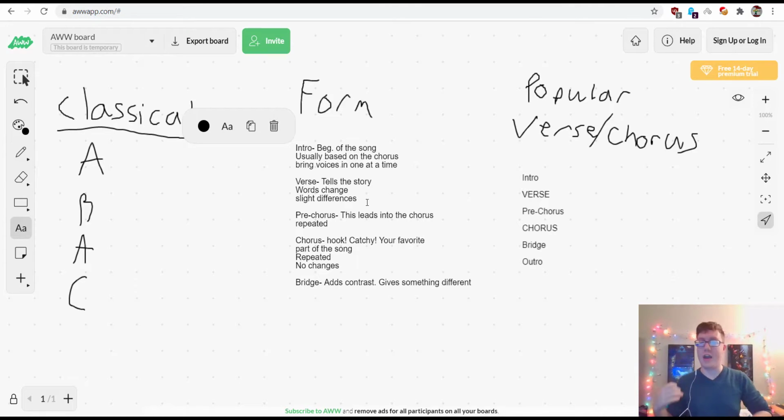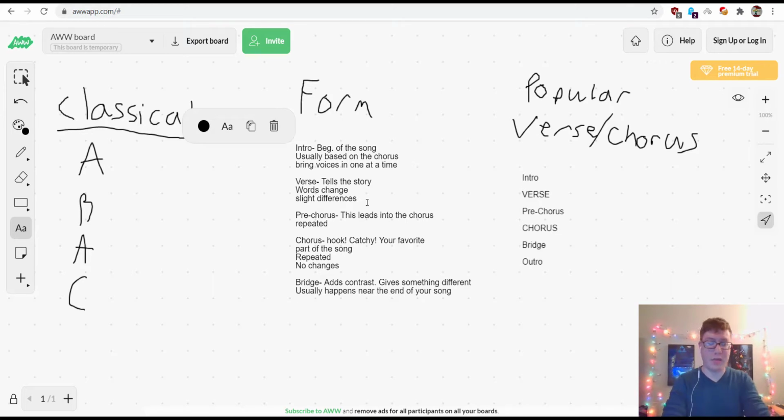That's huge. So it's adding some contrast, it's adding something different, it's making something a little bit more fresh. Usually happens near the end of your music. Not all the time, but that's usually how it goes.